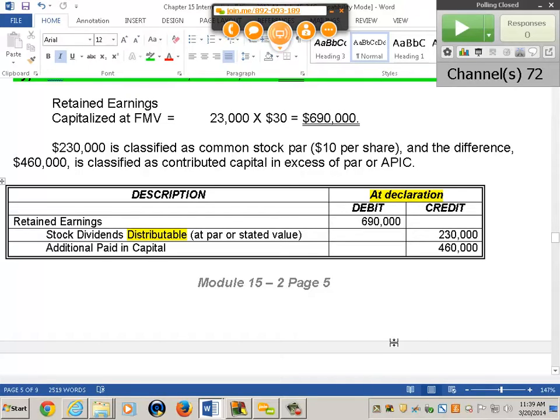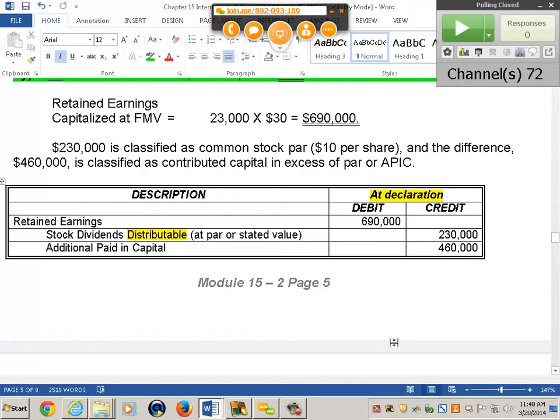So if you're looking on page 5, you'll see the journal entry will tell you that you credit an equity account called stock dividends distributable. Now, in the event that the shares are not issued, stock dividends distributable sits in the stockholders' equity section. This is a stockholders' equity account, at par or at stated value. In addition, it is not a liability, so you can't call it payable.